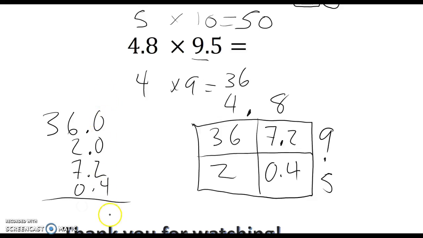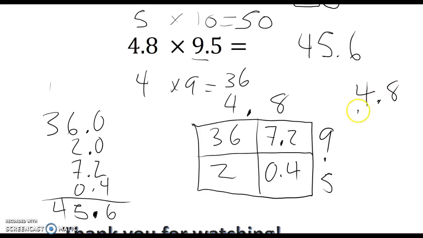Let's see, this would give me a 6 down below. Oops, I almost forgot to put my decimal there. 6 plus 2 is 8, plus 7 would be 15, and carry my 1, and 1 plus 3 would be 4, plus 4 is 45. Okay, so we get 45.6, which is between my estimate, and so that seems right. But let's check it one other way. Let's do the standard algorithm and just see if that is in fact what we're getting.